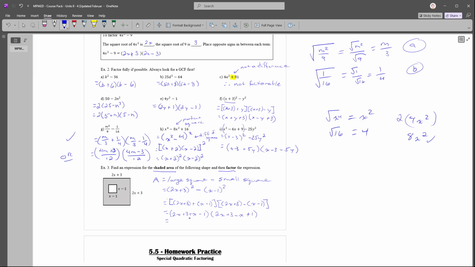And now let's combine. 2x plus 3, we can't combine that. We can combine the two x's, so we end up with 3x. 2x plus x is 3x. And then 3 minus 1, that's going to give us 2. Oops, I should probably put an operation between there. 3x plus 2. What about the next one? The next one, 2x minus x, that's just x, and 3 plus 1 is 4. Well, there we go. That is going to be our final factored expression for our shaded area alone. That's where we're going to stop it, okay?